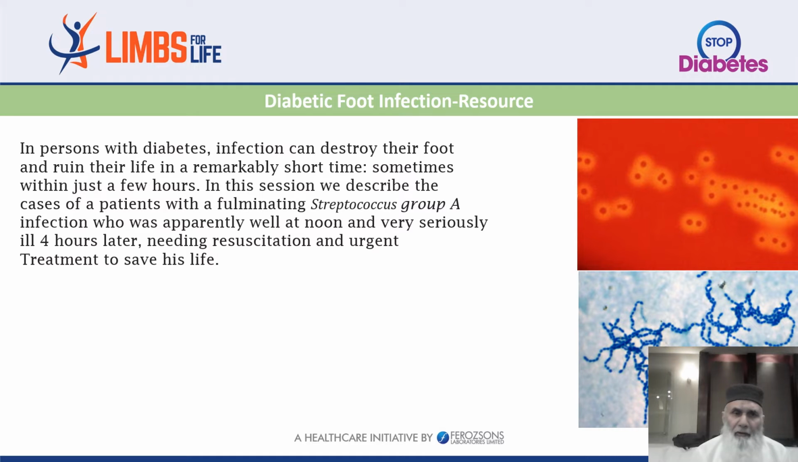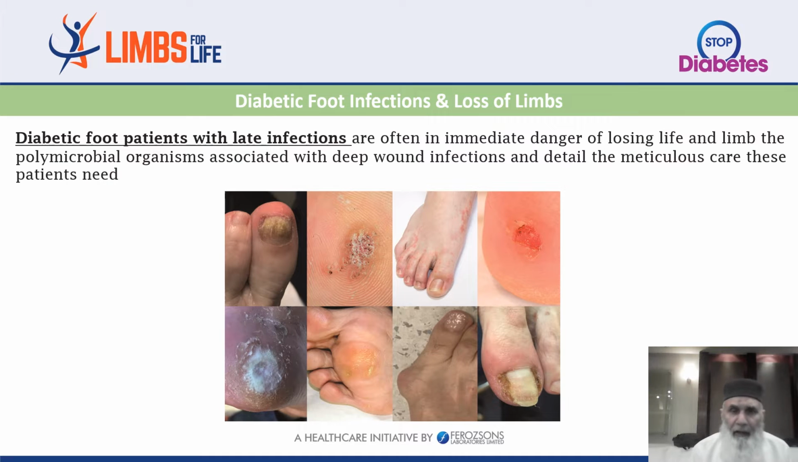we describe a case of a patient with fulminating streptococcal group A infection who was apparently well at noon and very seriously ill 4 hours later, needing resuscitation and urgent treatment to save life. So this can happen. The patient can have septicemia. So urgent and very effective treatment is very important. Proper antibiotic, proper time, proper doses. I think these are the cornerstone of treatment along with the diabetic control.